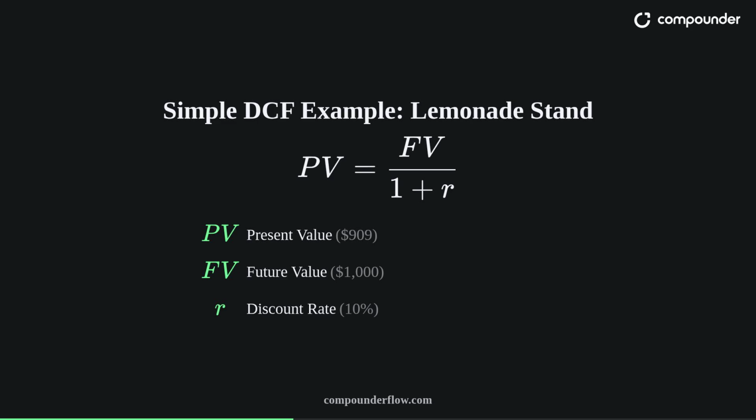Let's walk through a simple example. Imagine a lemonade stand that will generate $1,000 in cash next year, then shut down. If we use a 10% discount rate, that future $1,000 is worth about $909 today. The formula divides next year's cash flow by 1 plus the discount rate.